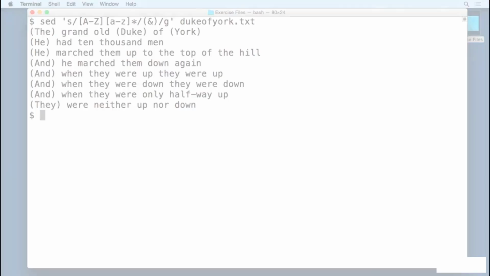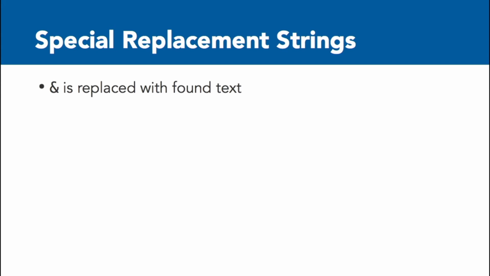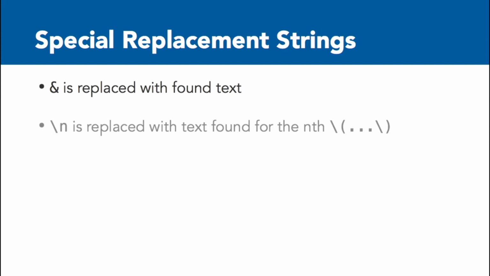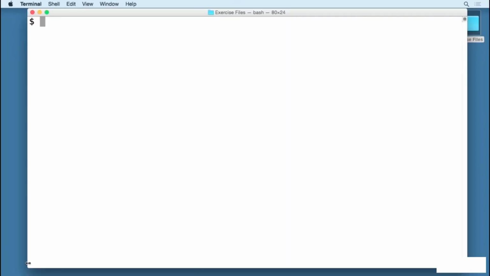The other special character, well, really it's a character sequence that you can use in the replacement string, is a backslash followed by a number, which I've represented here with n. This special sequence is used together with another special sequence in the find pattern, backslash followed by parenthesis. In the search string, you can enclose parts of the pattern in \( \). This doesn't have any effect on what is found, but it does create a substring, which can then be used as replacements in the new string. Just as the ampersand is replaced by whatever was found by the entire search string, the expression \n is replaced by whatever was found by the nth \( \) substring.